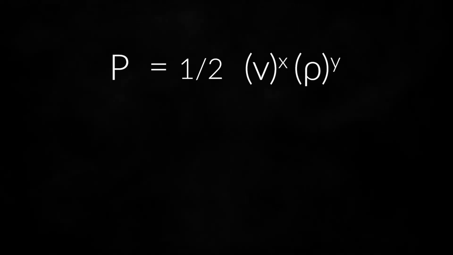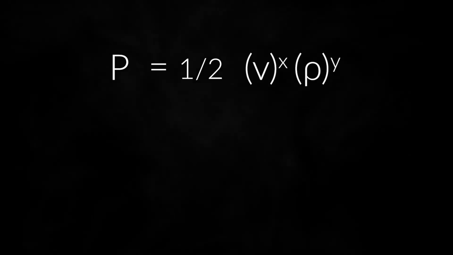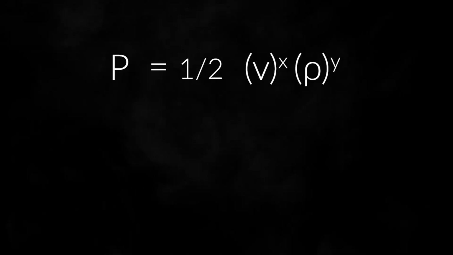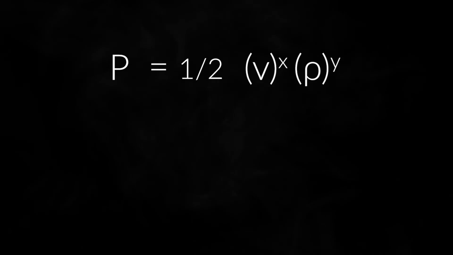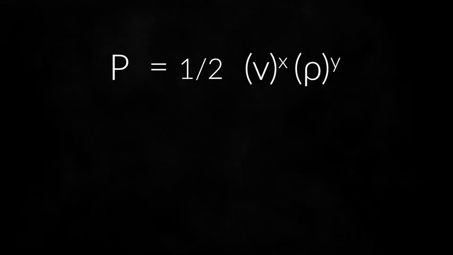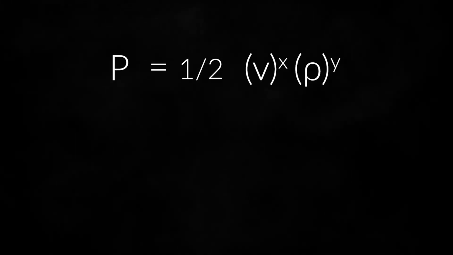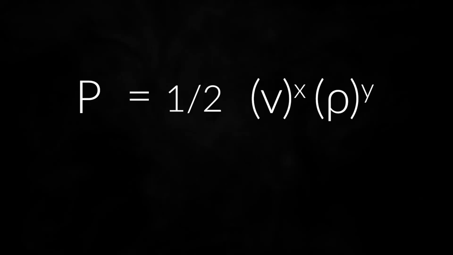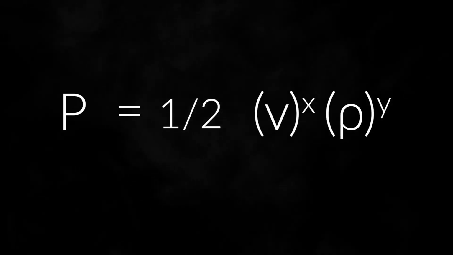So firstly, let's talk about the constant of proportionality. In this case, it tells me that the constant of proportionality is 0.5. All this means is that we can replace the proportionality sign with an equal sign, and then we can add 0.5, which is half in this case. So I'm going to rewrite my equation as P, pressure, is equal to half v to the power of x rho to the power of y.